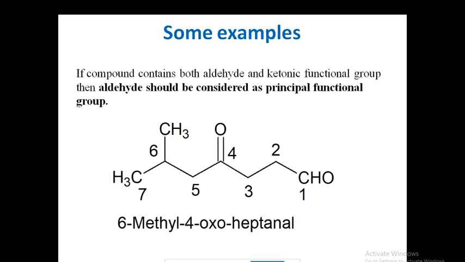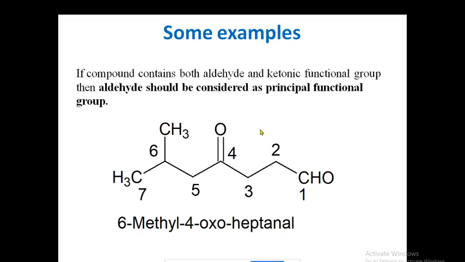So these are some examples that will make it clearer how to give names to ketones. Suppose you have aldehyde and ketonic functional groups in one and the same molecule. So the ketonic group is present as well as the aldehyde group. Then which will be considered as the principal? So the aldehyde should be considered as the principal functional group. So give the number 1 to the aldehyde and then second, third, fourth, fifth, sixth, seventh. So that sequence will be there.